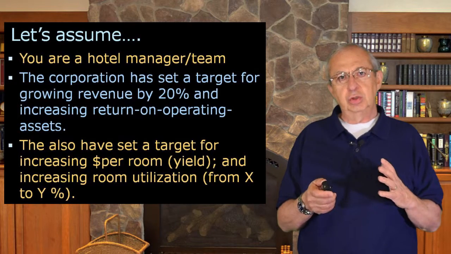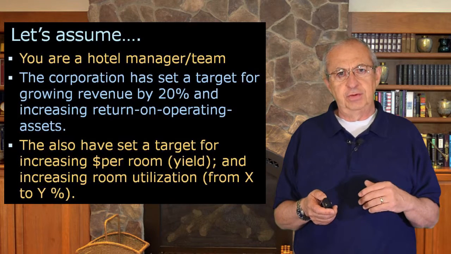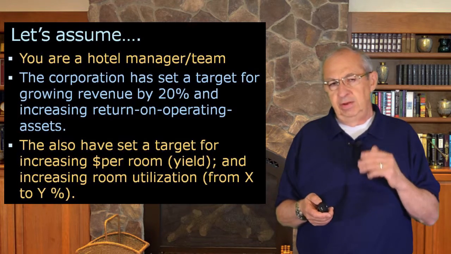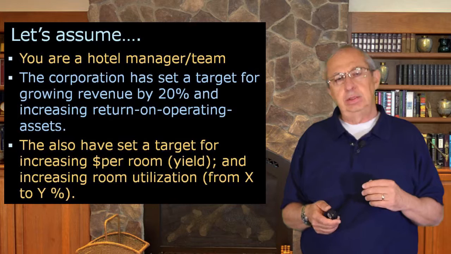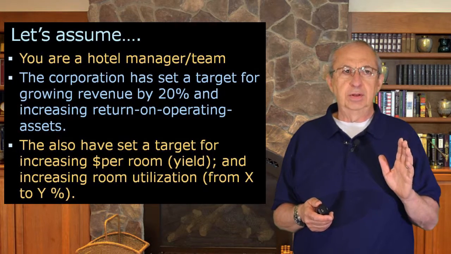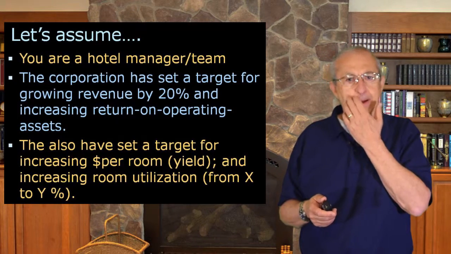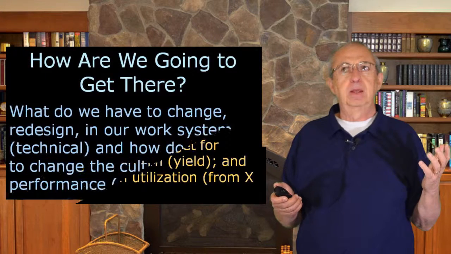I will assume also that you know what that number is in terms of the yield, in terms of the dollars per room. If not, get it. You need to know those numbers. So let's assume that's a framework for a business strategy. Now the question is, how are we going to get there?